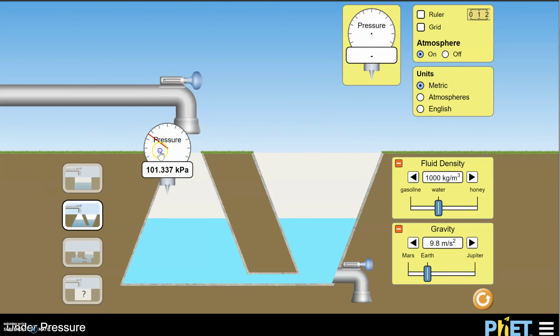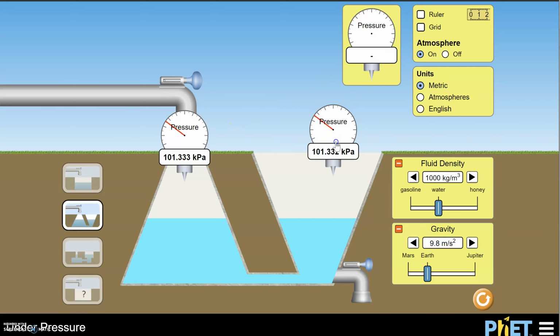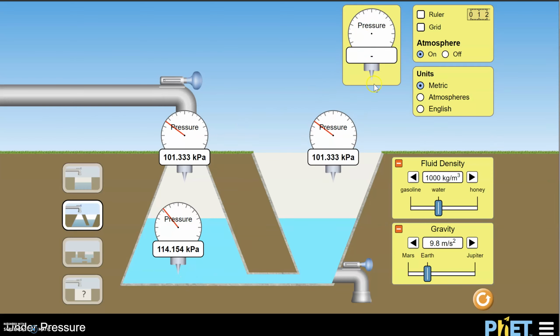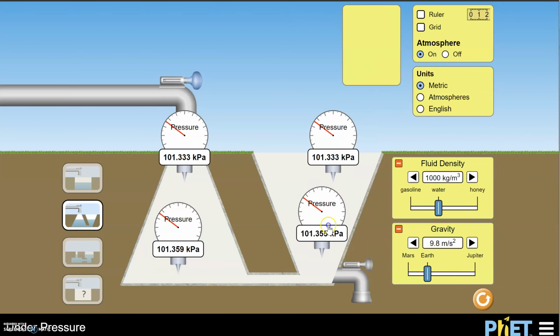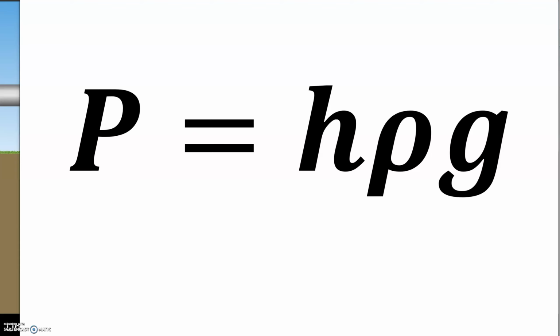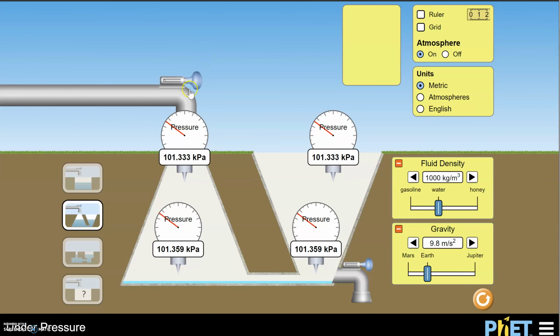Alright, so let me just reset this and have a look at this. What about here? Would the pressure over here, these two, would they be the same? And let's get rid of this. And the pressure for these two, would they be the same? Now we're experimenting with different container shapes. Let's see how it will be affected. Keep in mind this formula again. Right, let's fill it up.